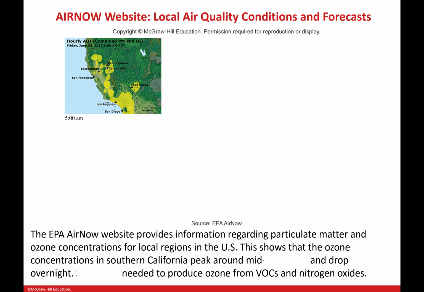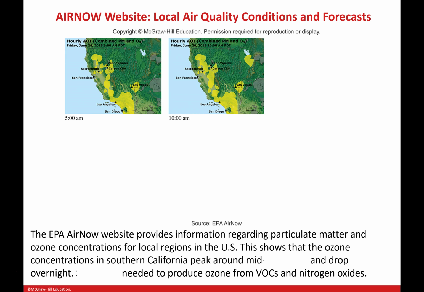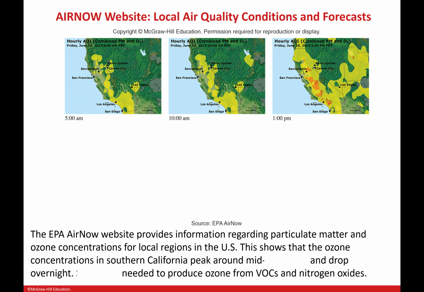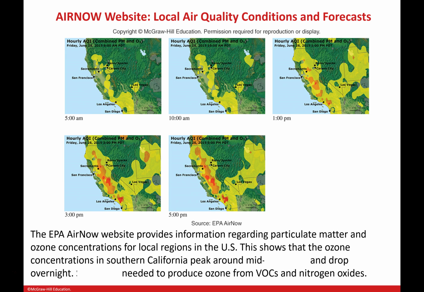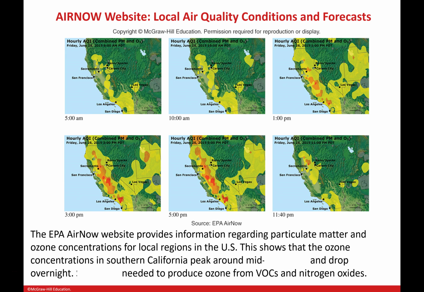So this is in the morning. This is 5 a.m., 10 a.m., 1 p.m. Oh, we start to see some O3 formation. The sun's out too. 3 p.m., 5 p.m., and then 11:40 p.m. So every day they deal with this cycle of it going up and then coming down. All pollutants are weather related to a certain extent, I think.